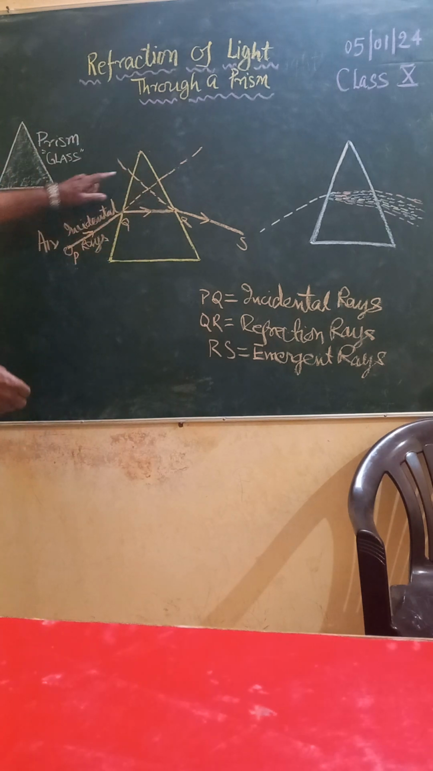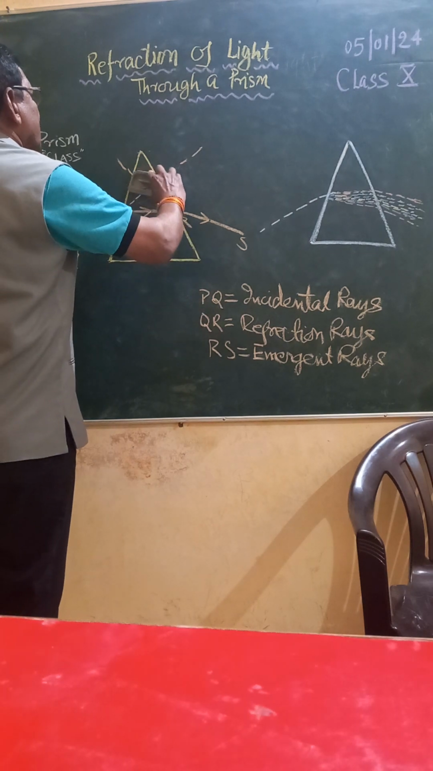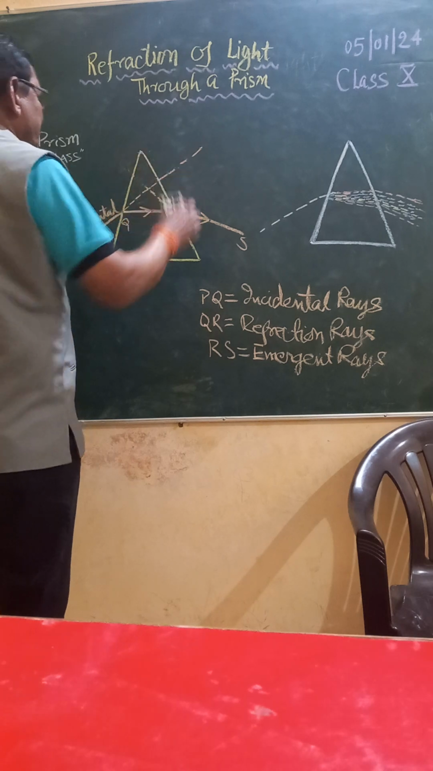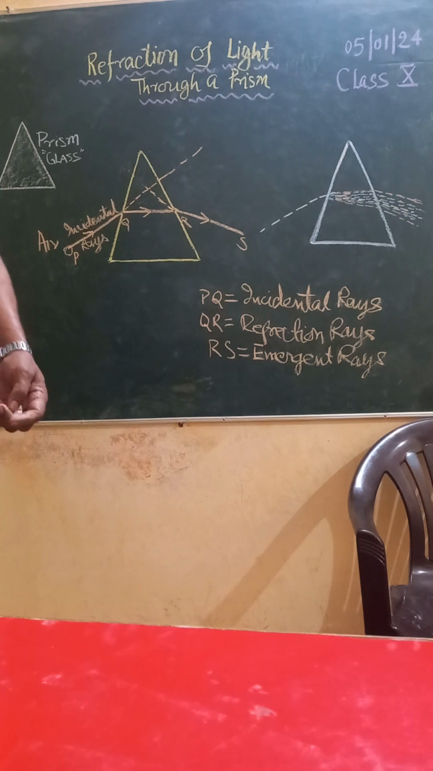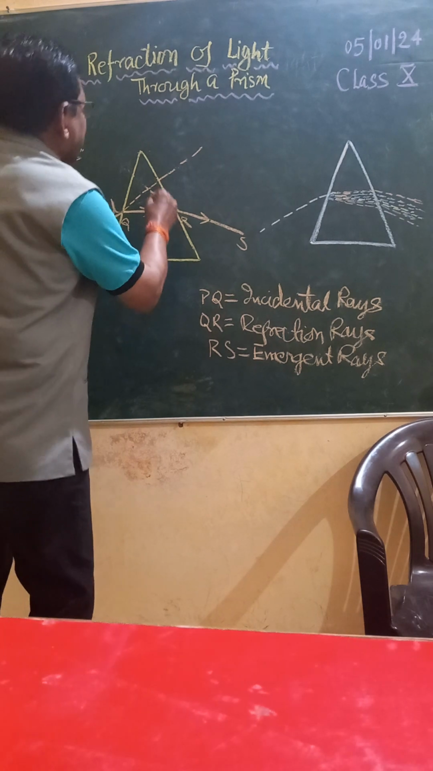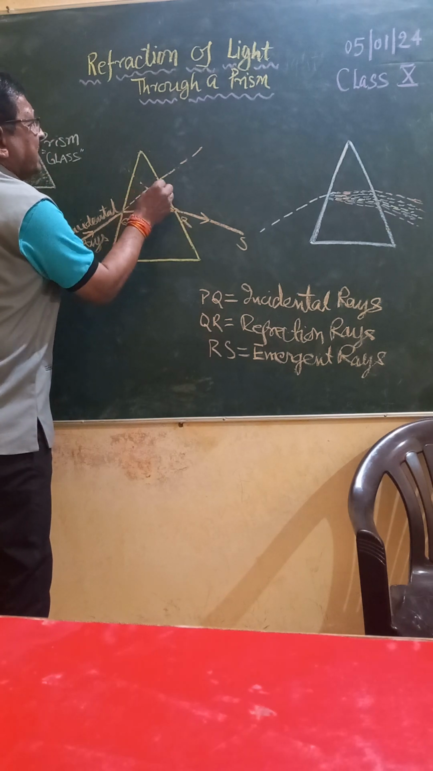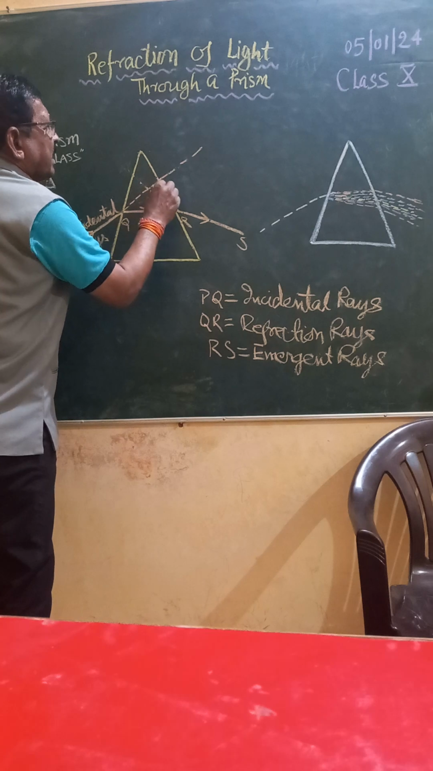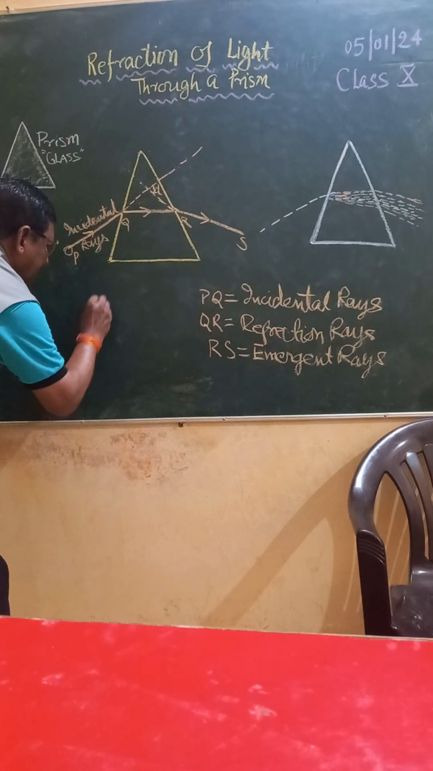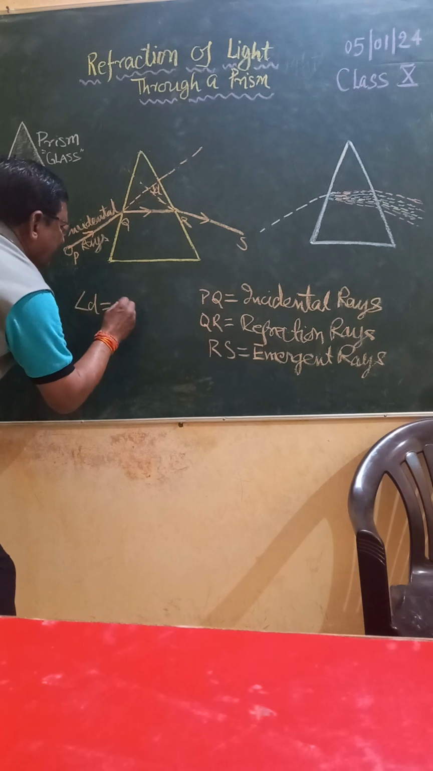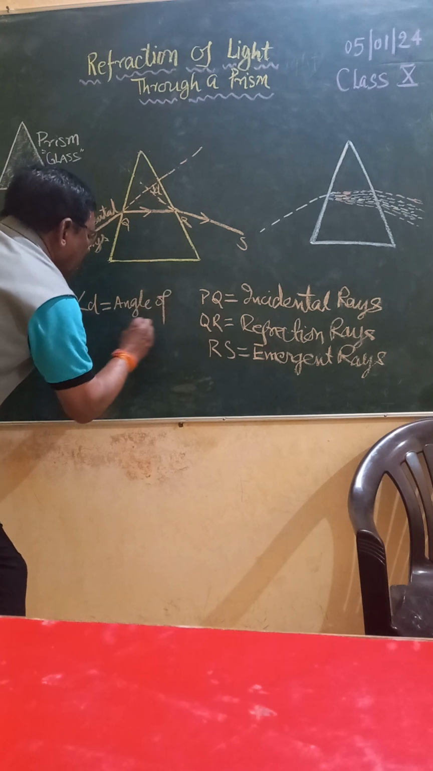Now let me not go so long, you may have a little confusion about the prism. So we go on to the base. Now here, this angle, if the base is directly meeting here, is called the angle of deviation. I denote it as D. So D is the angle of deviation.